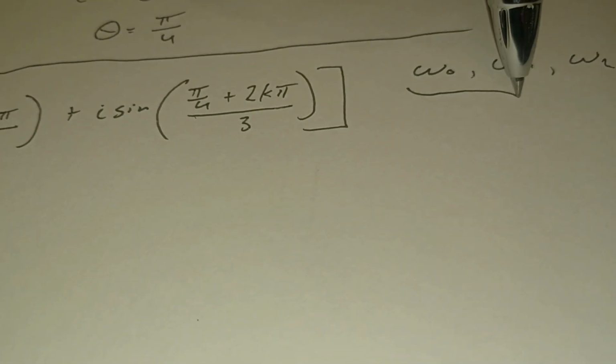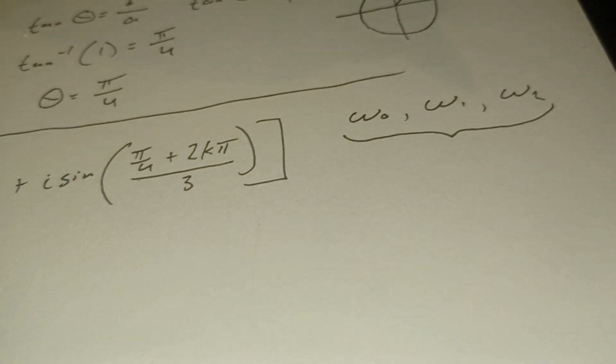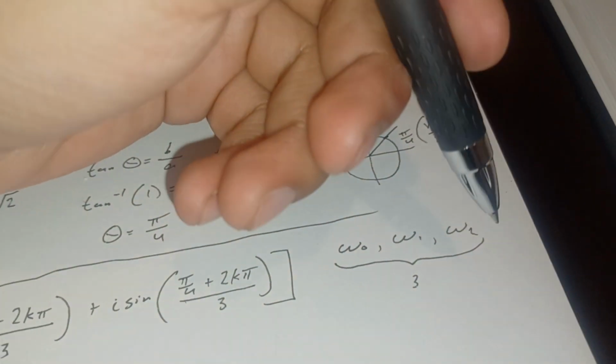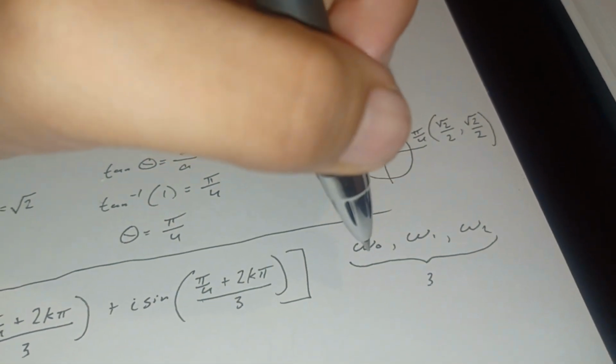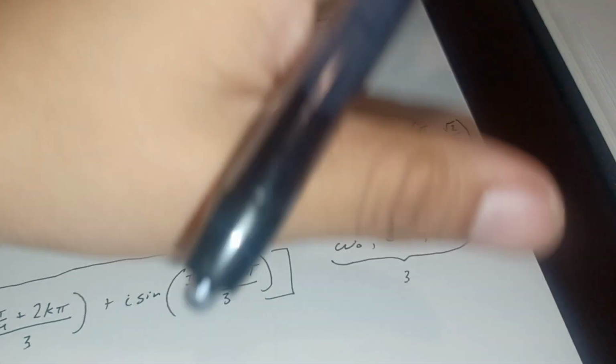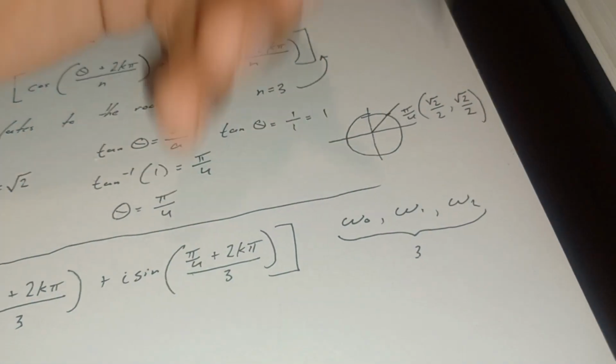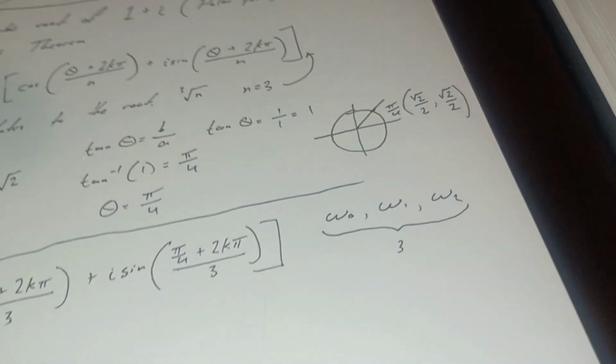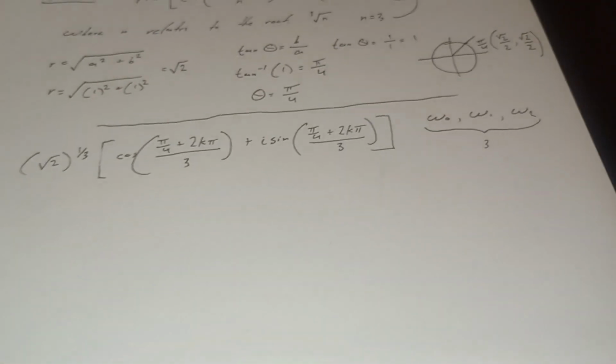If you count these roots that we're going to find, there's 3 of them, which corresponds to the cube root, right? If there's a 4th root, we're going to have a w3. But remember, you always want to start at 0: 0, 1, 2, 3, 4, etc. But in this case, we're doing 3, so it starts at w0 and stops at w2. All right? Good.